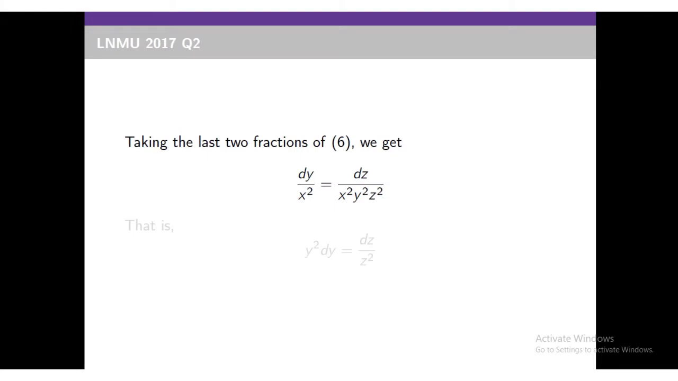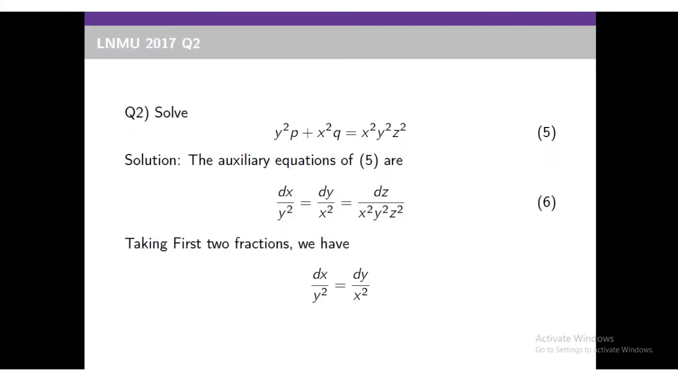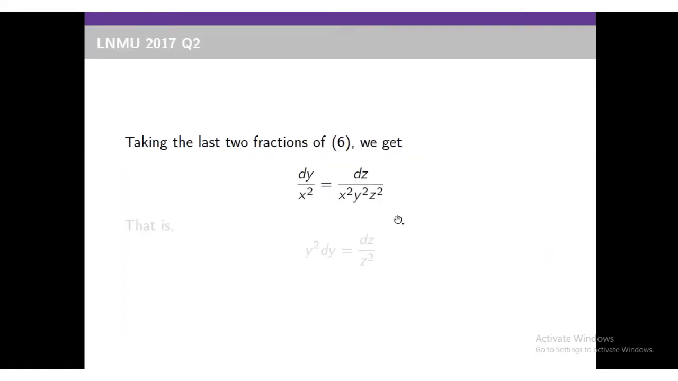Now taking the last two fractions of 6, this is our auxiliary equation. Now we are taking the last two fractions, which are dy by x square equal to dz by x square into y square into z square. Now here you can cancel this x square, and take this y square to the left hand side, you will get y square dy equal to dz by z square.